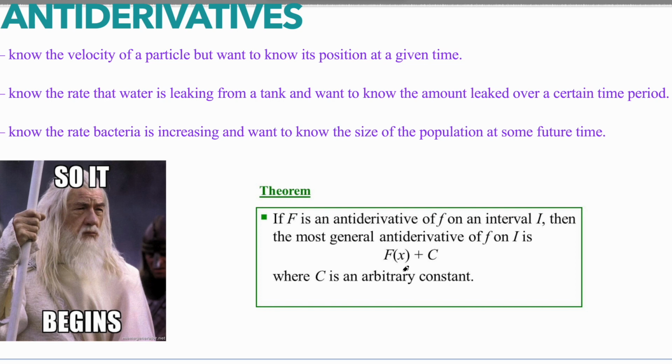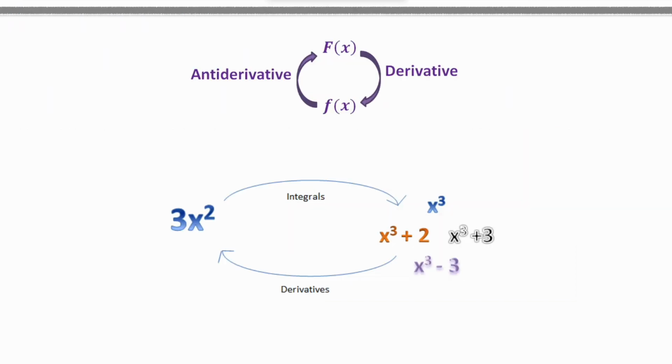So, an antiderivative: if F is an antiderivative of a function f on an interval, then the most general antiderivative of f is going to be capital F of x plus c, where c is an arbitrary constant. Basically, what this means is that an antiderivative and a derivative go in reverse order.